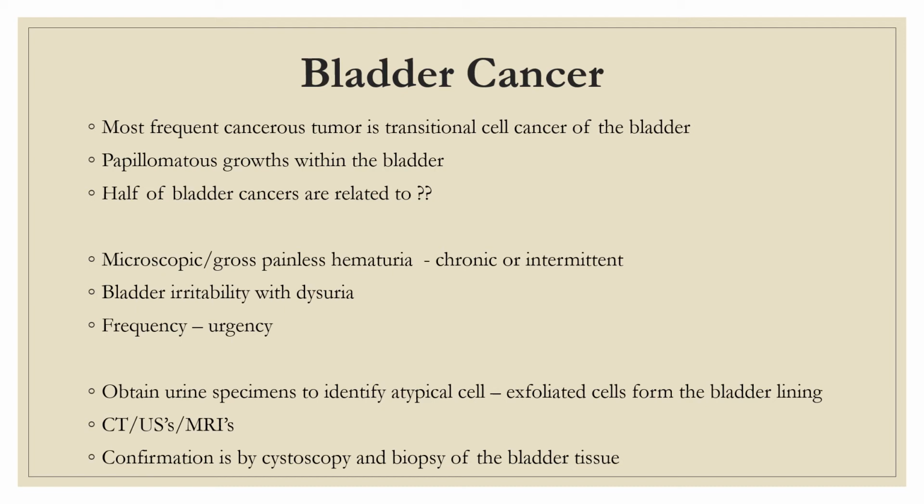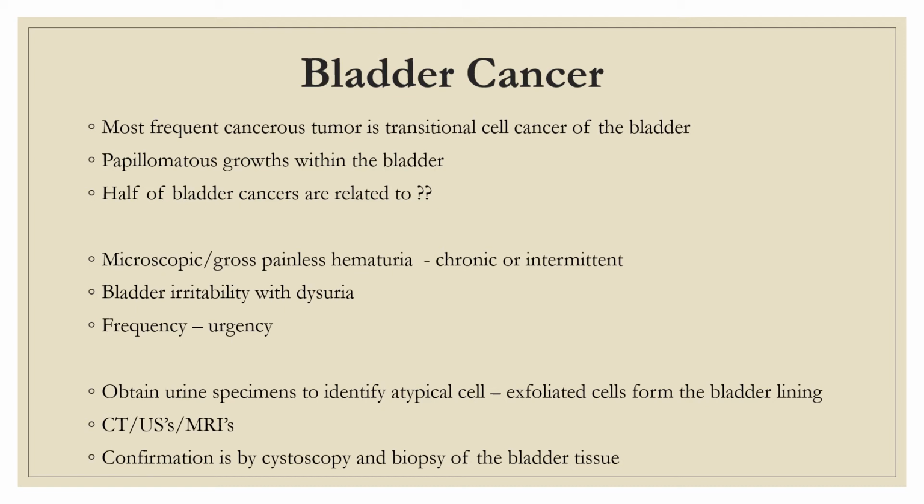The symptoms for this could be microscopic or gross painless hematuria. So really visually noticing a pink tinge to a bloody tinge in the urine. It can be chronic or it can be intermittent. The on and off would seem more dangerous because it might not be something that you could catch or notice sometimes. There could be bladder irritability, also with dysuria, frequency and urgency. So they may have continuous symptoms that are similar to UTIs.